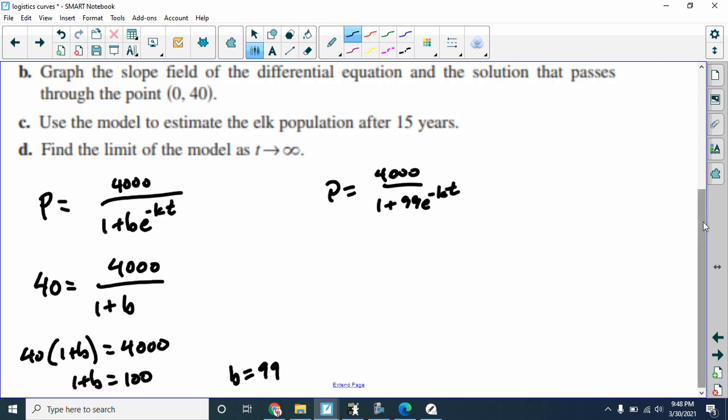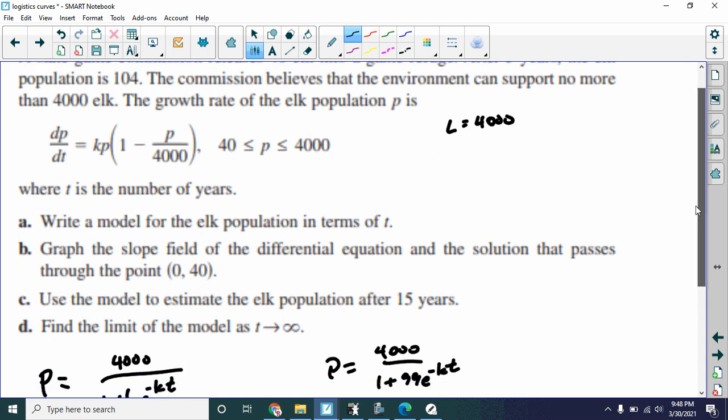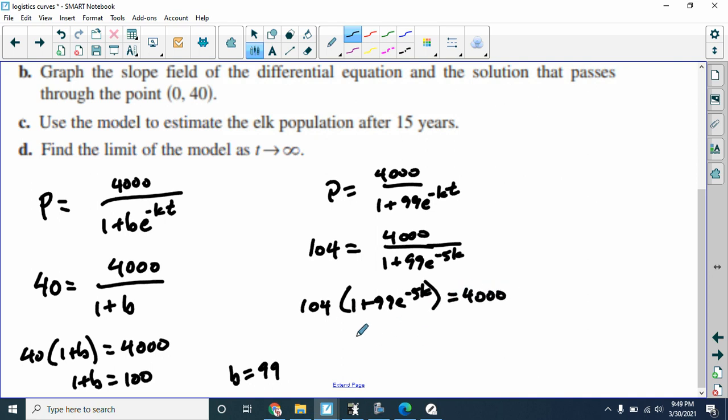Now we need to figure out K. After 5 years, we have 104 elk. So plug in 104 for P, and 5 for time. And we should be able to solve for K. So multiply both sides by the bottom there. Divide both sides by 104. You could also distribute the 104 if you wanted.